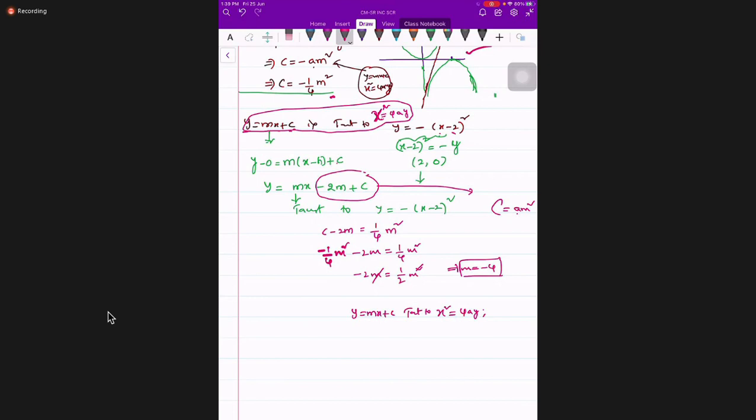(x minus h) whole square equal to 4a into (y minus k). What is its tangent? Tell me, what is its tangent? y minus k equals m into (x minus h) plus c. This is the tangent.